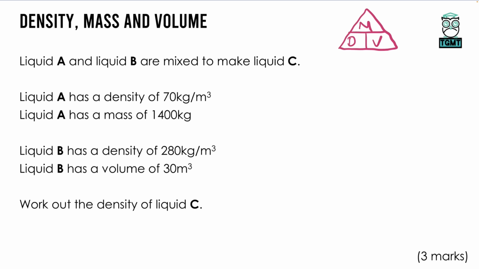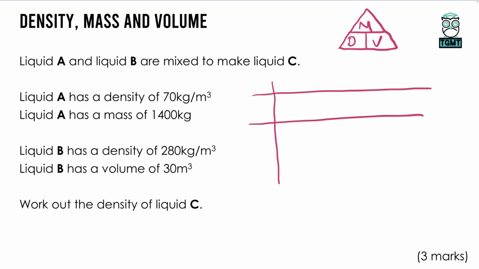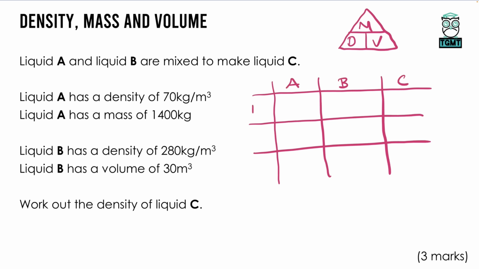Now when we have a mixture question, and this one here tells us straight away that A and B are getting mixed to make liquid C, I do tend to draw all the information into a two-way table. So for each of these mixtures, we have A, B, and C. So we're going to want 3 columns, A, B, and C. And for each one, we have a density, a mass, and a volume.